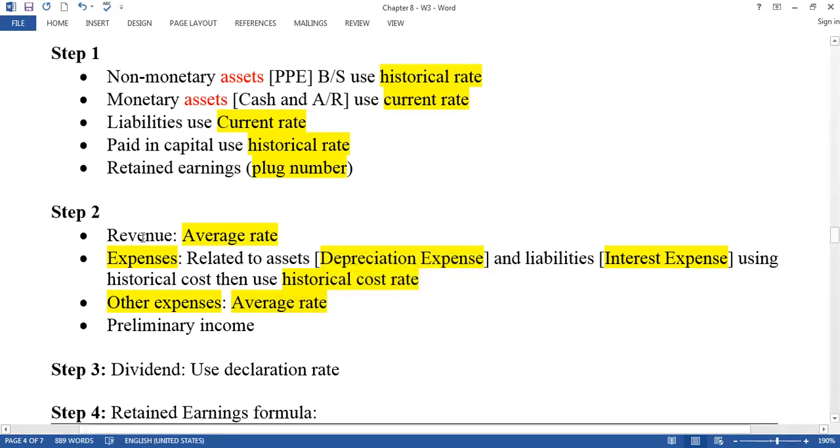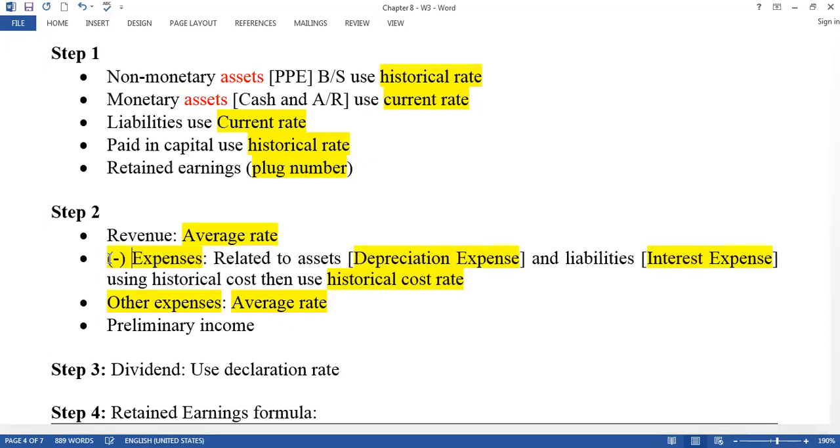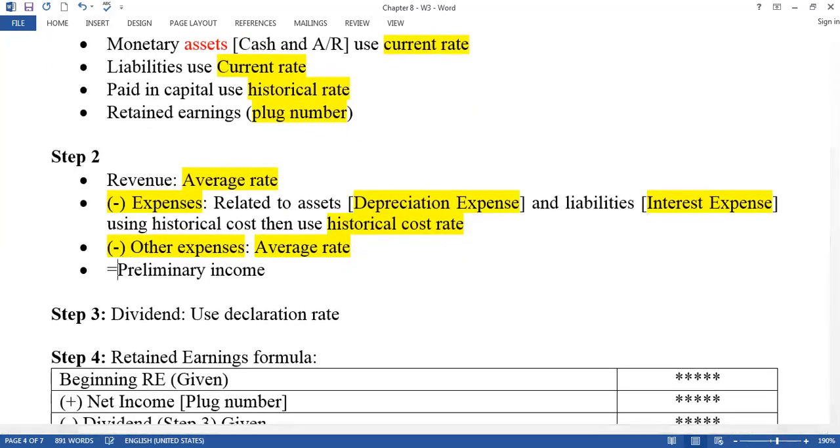So here you can see the revenue minus expense, right? Revenues minus expenses equal, we are going to calculate preliminary income. And what is the other name of preliminary income? It is called income before adjustments. This is income before adjustment. It means that we need to do some adjustments.